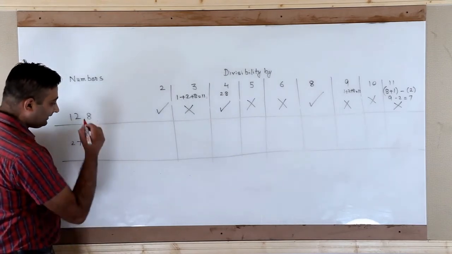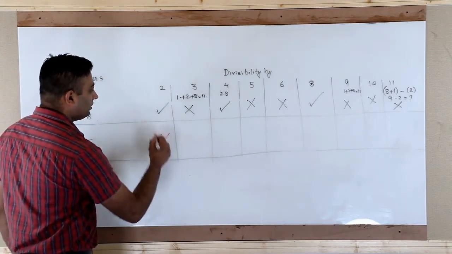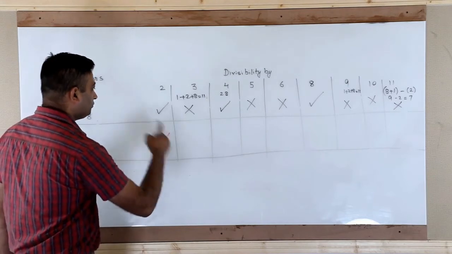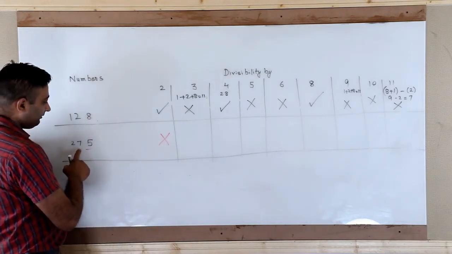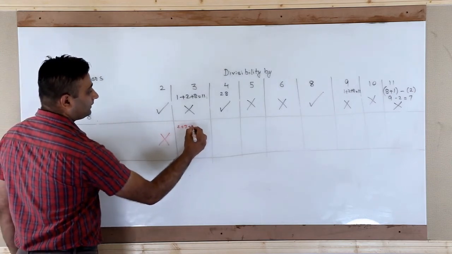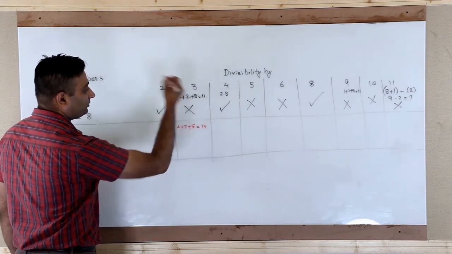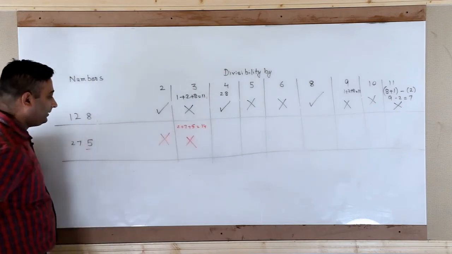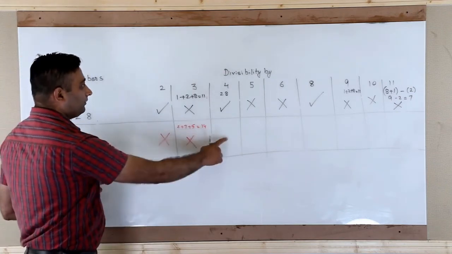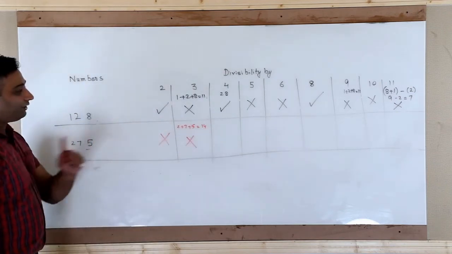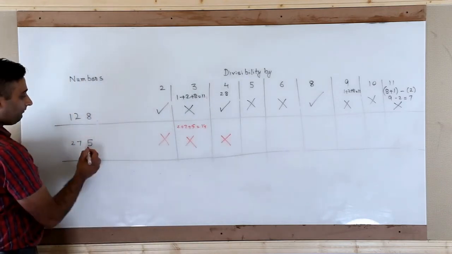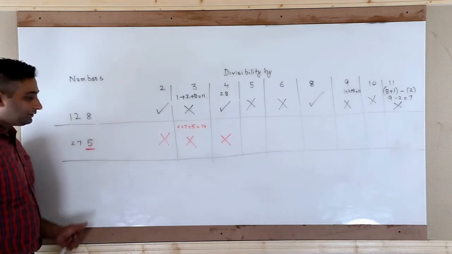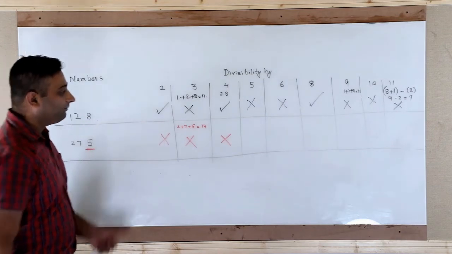Now, let us check the divisibility of 275 by 2. We can easily see that the units place is 5, hence it is not divisible by 2. To check the divisibility by 3, just add the digits 2 plus 7 plus 5. That is 14, which is not divisible by 3, hence it is not divisible by 3. Now 4. 75 is not divisible by 4, hence it is not divisible by 4.